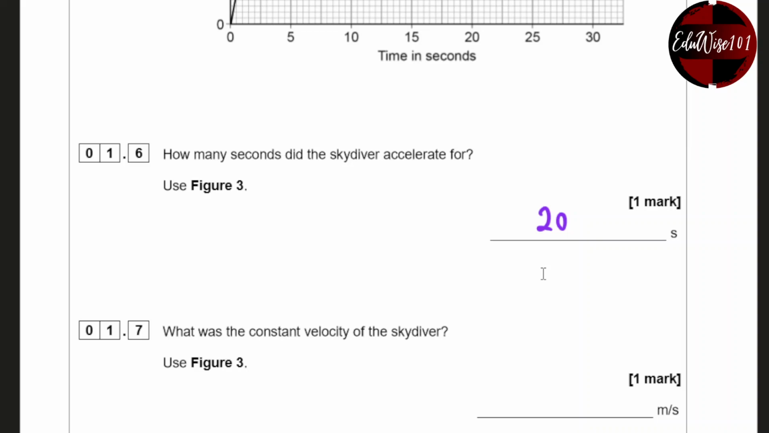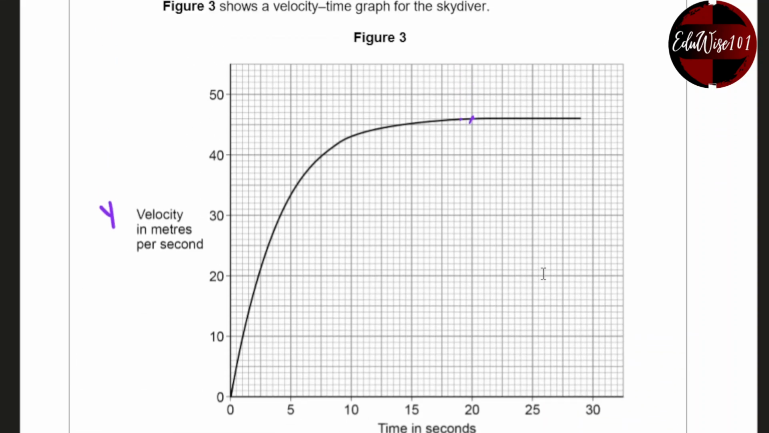What was the constant velocity of the skydiver? So that is where the flat line is. So if I was to draw a straight line, let's see if I can manage to do this. Nope. Right, let me try that again. There you go. You would need to use a ruler, so it's just one box above this halfway point, so that is 46. So each box is 1, so that's 46.